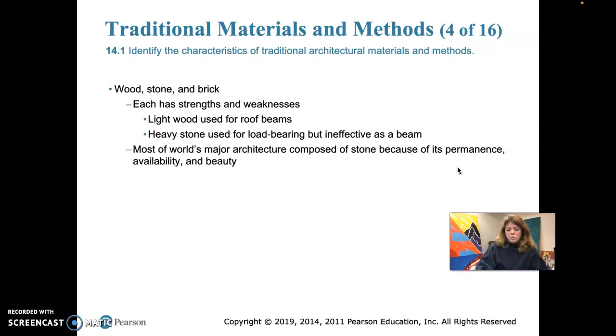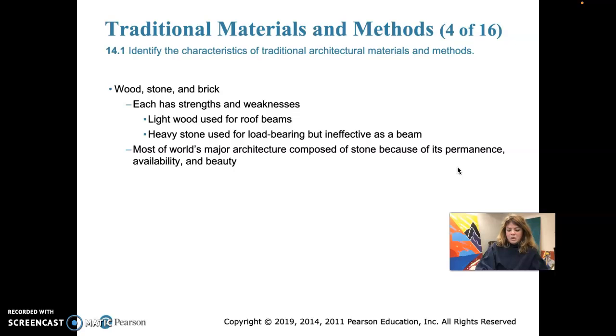So traditional materials include wood, stone, earth, and brick. Each has its own pros and cons. Wood is lightweight, so it's commonly used for a roof beam, because you want your roof to be light, right? Stone is quite heavy, so it's great for load-bearing walls, but it can't be used for a roof beam because it's just too heavy. Earth is everywhere, but it lacks strength. Brick is strong, but it's very labor-intensive and time-consuming, and time-consuming equals money, right? So it's expensive.